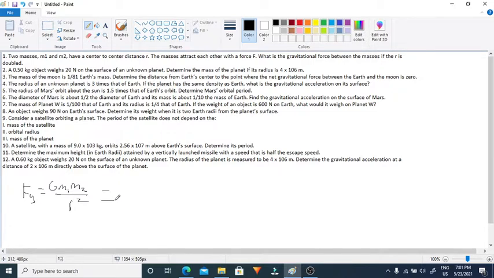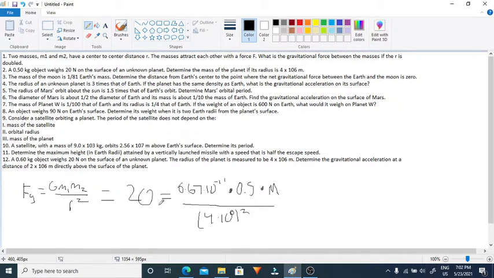Fg equals G times m1 m2 over r squared. Now with the values it gives us, this is going to equal 20 newtons, as that was given to us for the object. So 20 equals the gravitational constant G, 6.677 times 10 to the negative 11th, times m1, which is 0.5 kilograms, times m2, which I'll denote as just big M, which we don't know and are trying to find, over 4 times 10 to the 6th, and this quantity is squared.